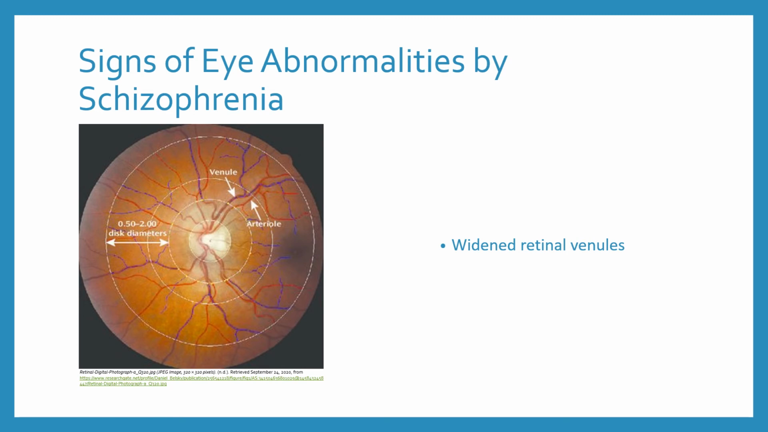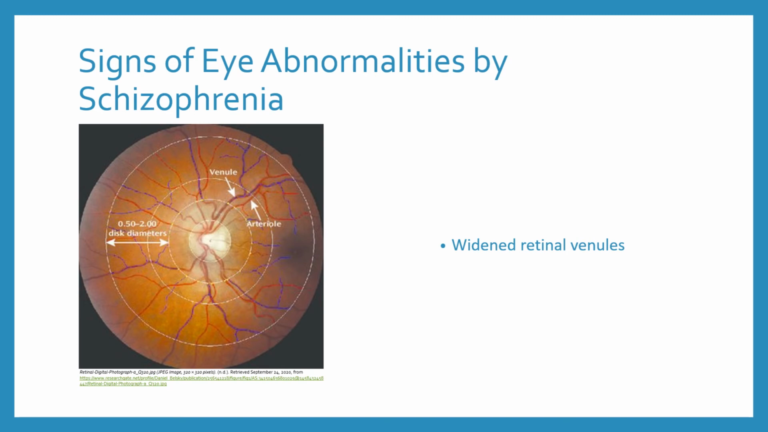And the one way to distinguish between venules and arterioles is by the width. Venules are generally wider than the arterioles. But what I mean by widened retinal venules is that the discrepancy of the width between the venule and the arterioles are exaggerated in those with schizophrenia.